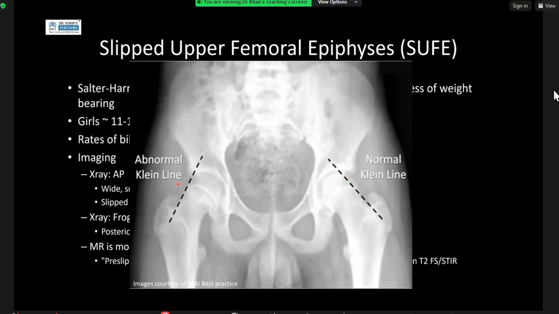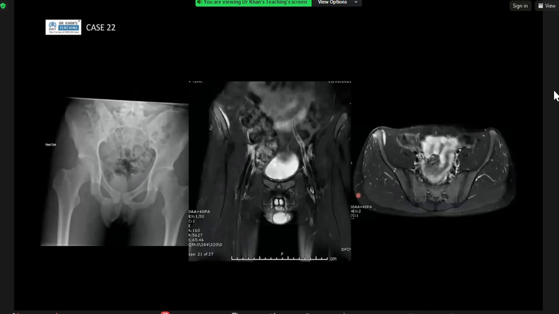If there's a discrepancy of more than 2 millimeters between both sides, then you call it abnormal. On the side that you don't see the femoral head protrusion over the line, okay, so that's your Klein's line. Okay, candidate 3, maybe last case for you, and then we'll move on to the other candidate.